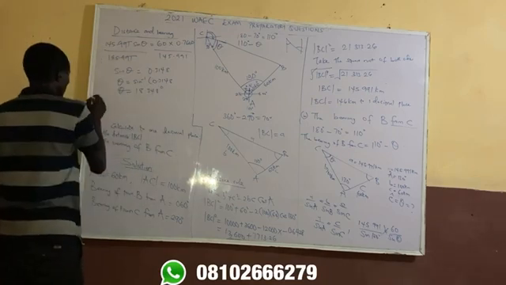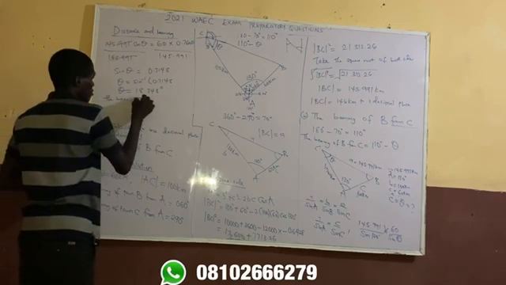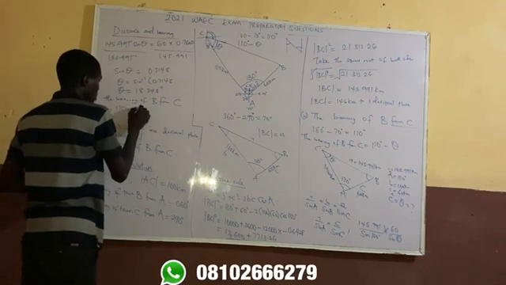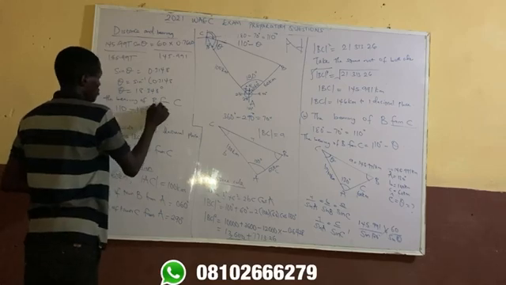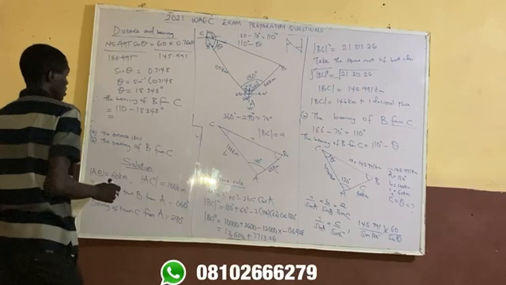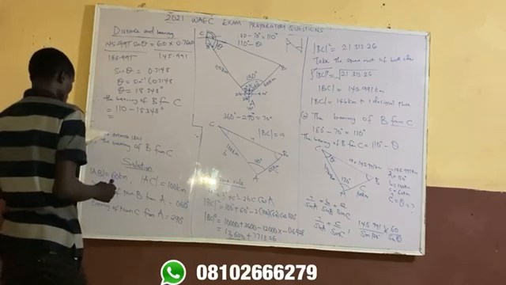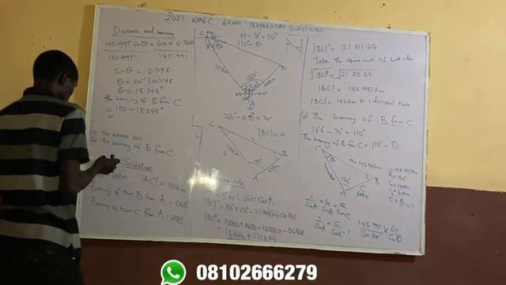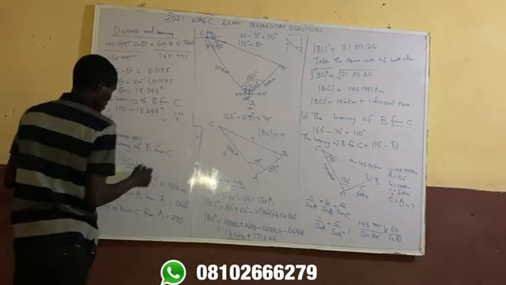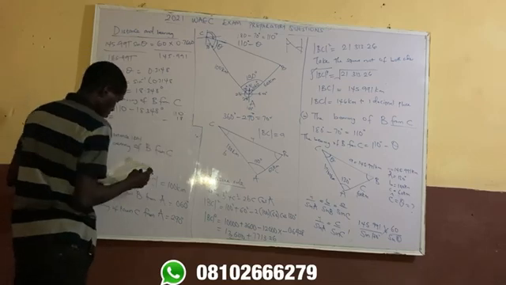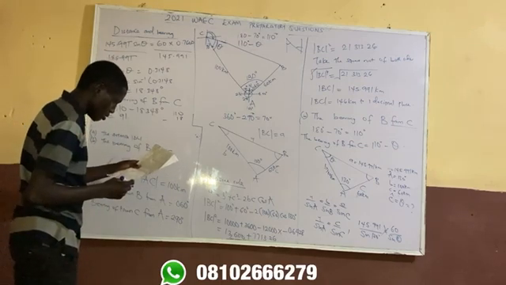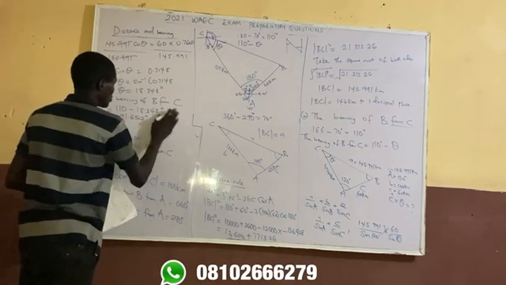You remember that I'm looking for the bearing, therefore the bearing of B from C is equal to 110 minus 18.348 degrees, because we said 110 minus theta. Your calculator gives 91.652 degrees.